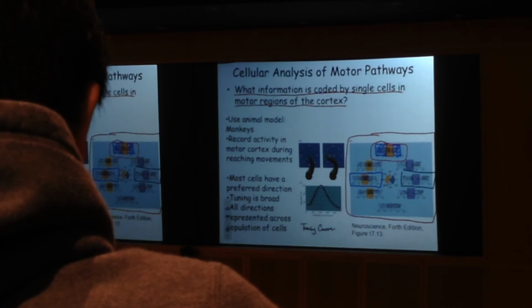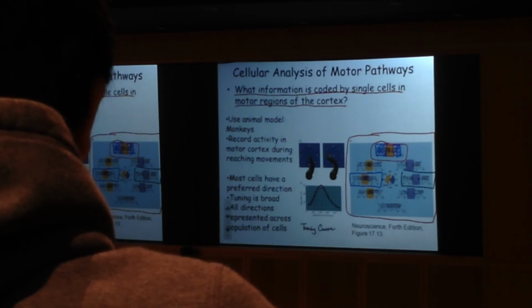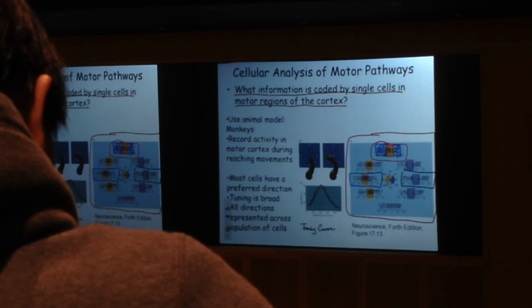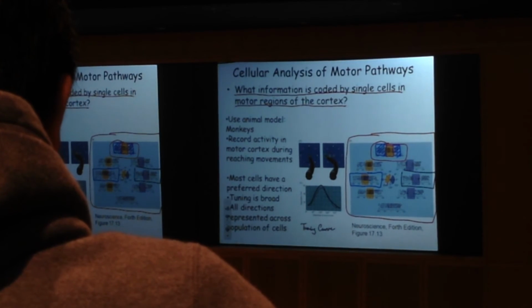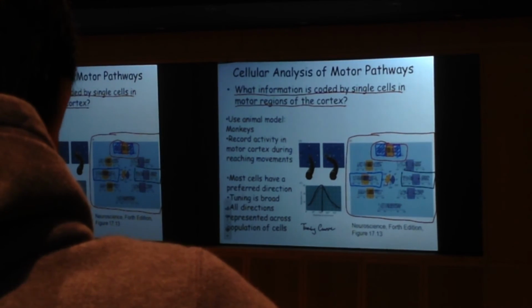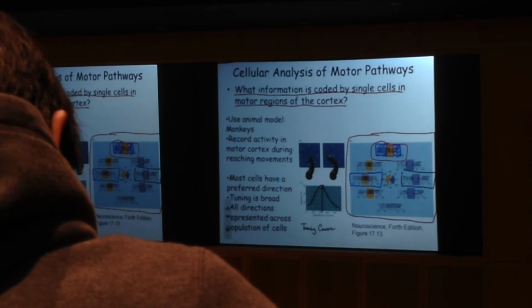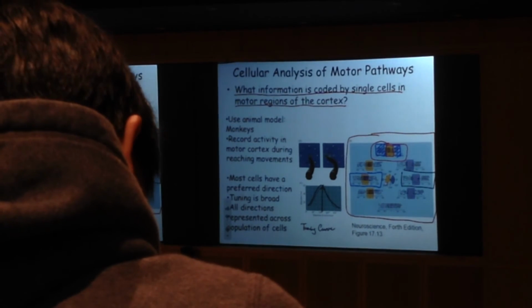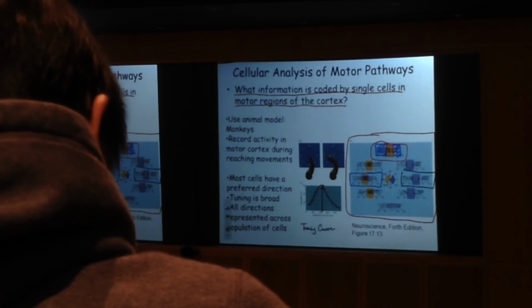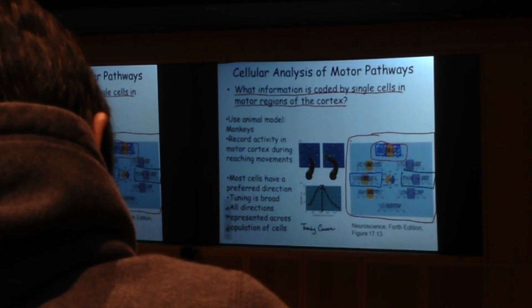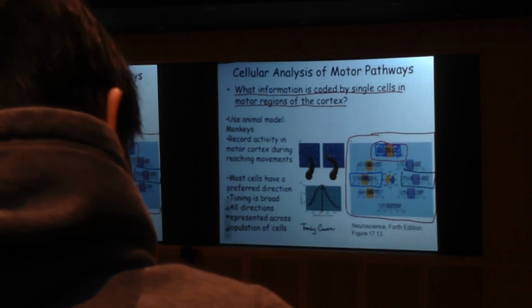So we can see that every cell has a preferred direction. What is the preferred direction for this cell? This cell has a preferred direction at 180 degrees, and some other cells may have a preferred direction of 0 degrees or 90 degrees. So depending on the cell, they have a different preferred direction.